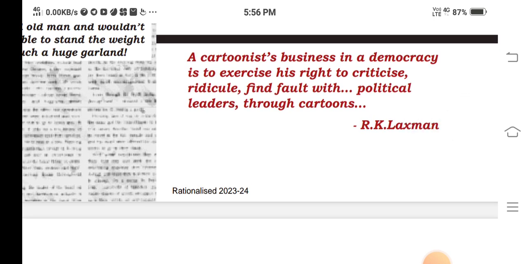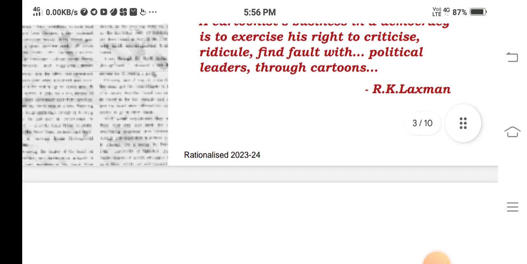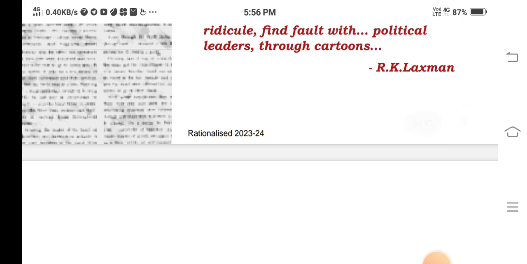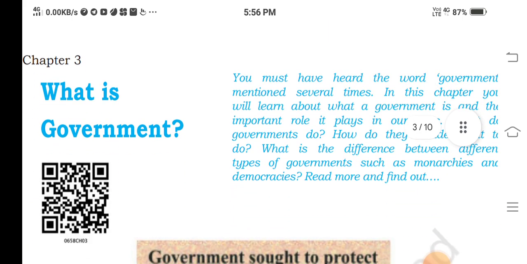According to its business, in a democracy, to exercise his right to criticize, ridicule, and find fault with political leaders through cartoons. R.K. Laxman.